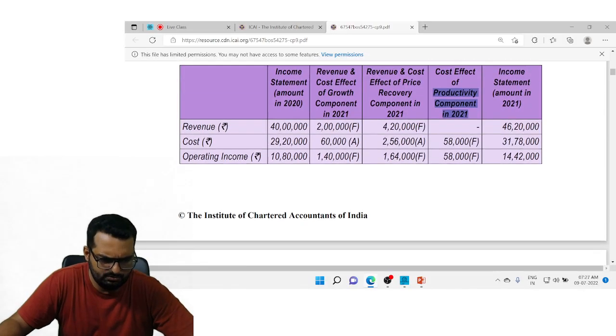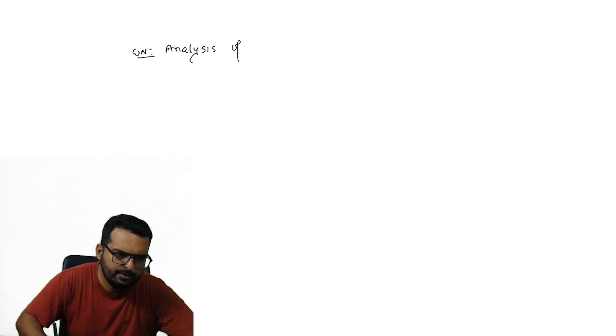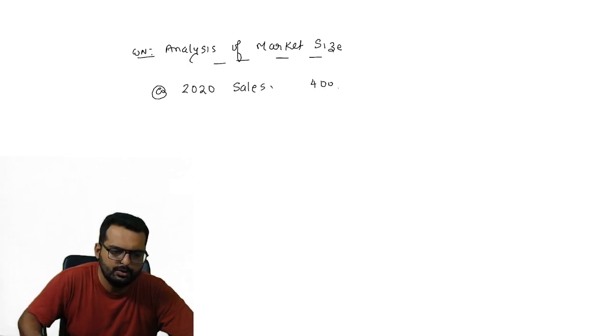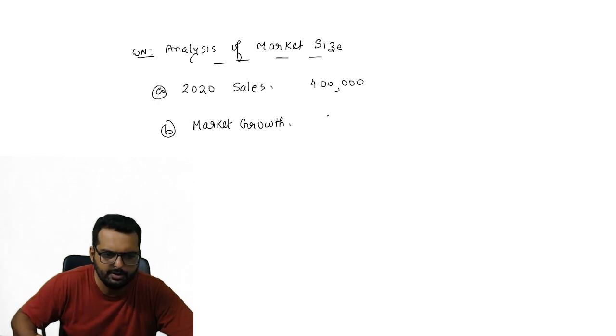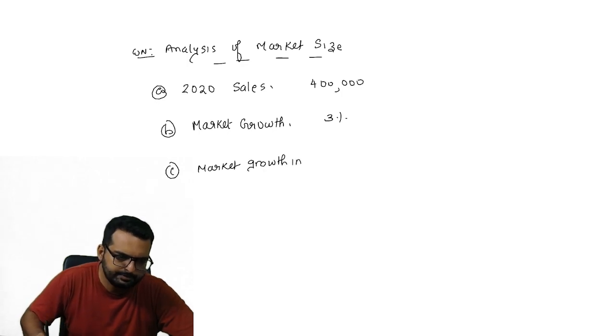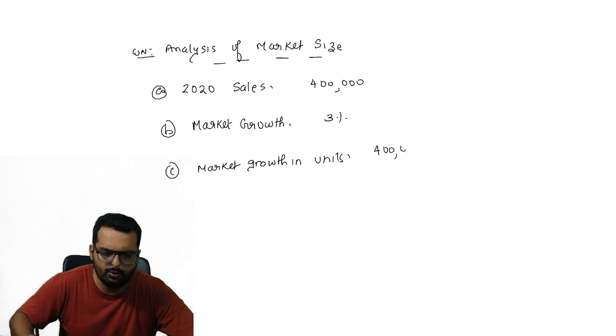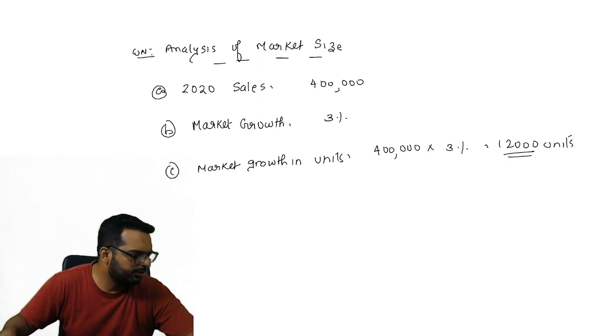All right, friends. Now, they have told that during 2021, the market for cardboard boxes grew by 3%. This is the analysis of market size. So now listen. 2020 sales is turning out to be 4 lakh. Market growth is 3%. So how much is the market growth in units? 4 lakh into 3% is equal to 12,000 units. Please write this down in your books.